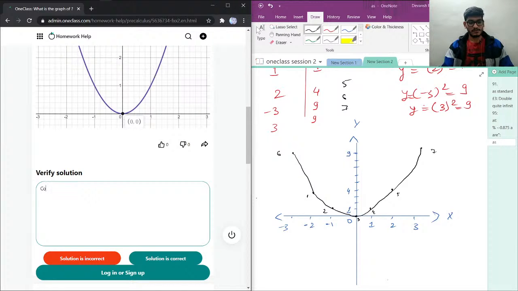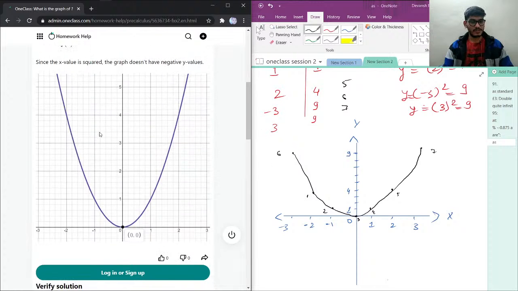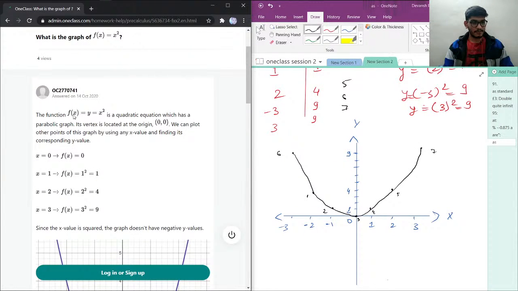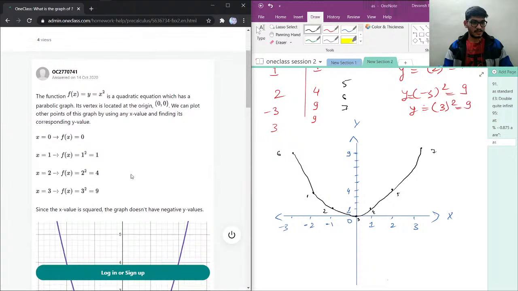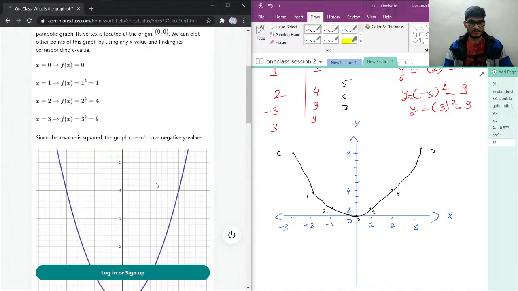So the solution provided here is, I haven't seen the solution yet. So the function f of x, let's say y, equals x square, is a quadratic equation which has a parabolic graph. Its vertex is located at the origin 0 comma 0. We can plot other points of this graph by using any value of x and finding its corresponding y value. So for x equal to 0, we had y is 0, for 1, 1, for 2, 4, and for 3 we have 9.